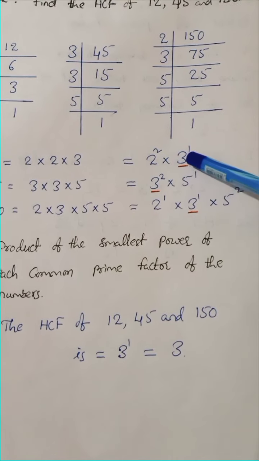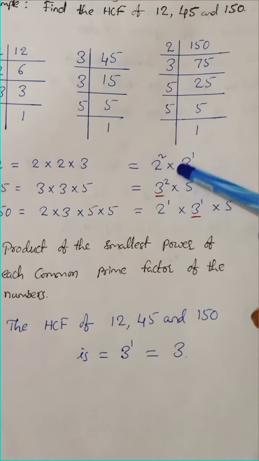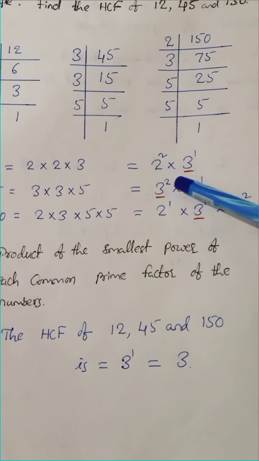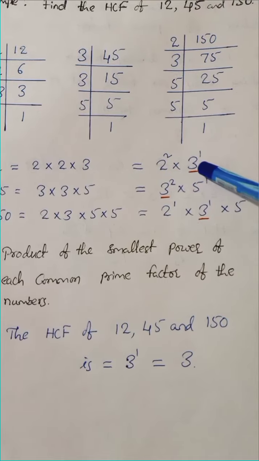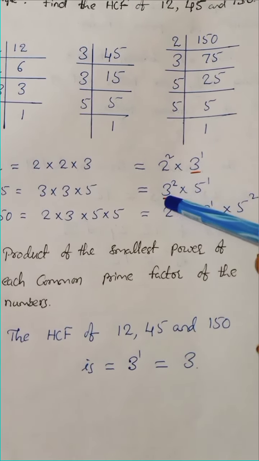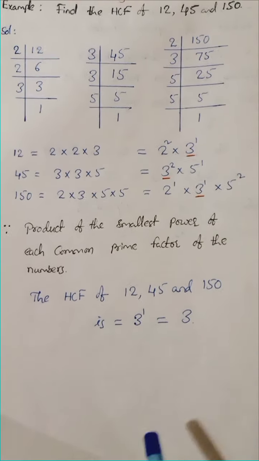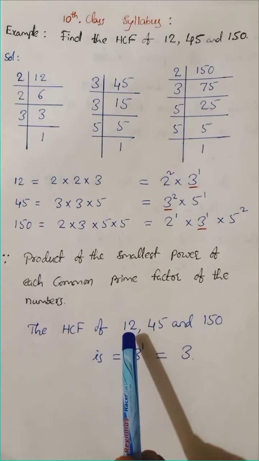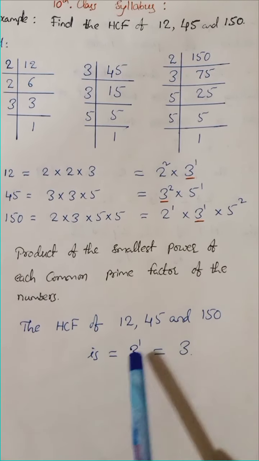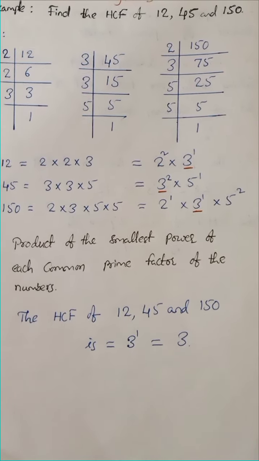So 3 power of 1, 3 power of 2, 3 power of 1: 3 is the common prime factor. In these, the smallest powers are 3 power of 1, 3 power of 1 and 3 power of 2, which means 3 power of 1 is already there. So finally we say that the HCF of the given three numbers 12, 45 and 150 is 3 power of 1, so that means 3.